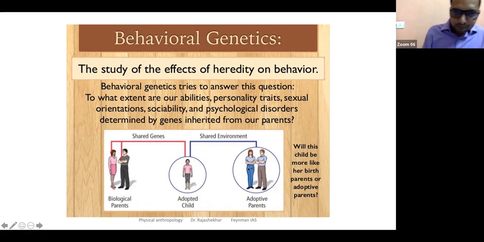So you want to see to what extent our abilities, our characteristics, sexual orientations, sociability, and psychological disorders are determined by our genes, shared with them, and by the families we live with. So for the child who is born like this, do you think the child will be more like his birth parents or more like his adoptive parents? That is what you normally ask in adoption studies. Birth parents or adoptive parents?